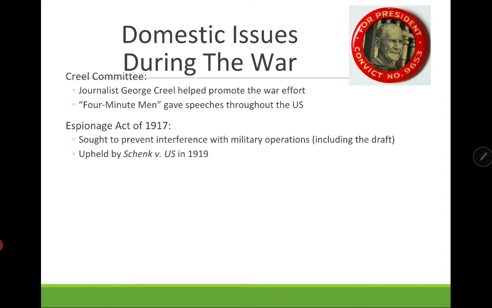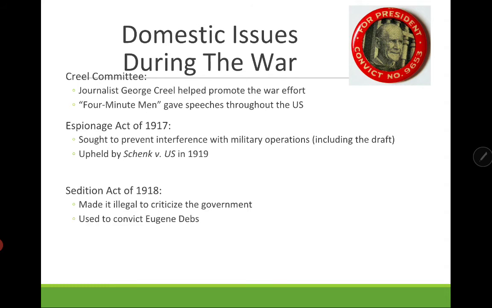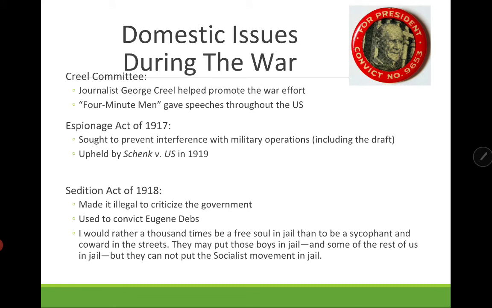This is going to be upheld in Schenck versus the United States. And the Sedition Act made it illegal to criticize the government. And this is going to be used against Eugene Debs, who criticizes the war effort, and he is going to be arrested. And he is actually going to run for president while he's in jail. One of his most famous lines is, "I would rather 1,000 times be a free soul in jail than to be a sycophant coward in the streets."